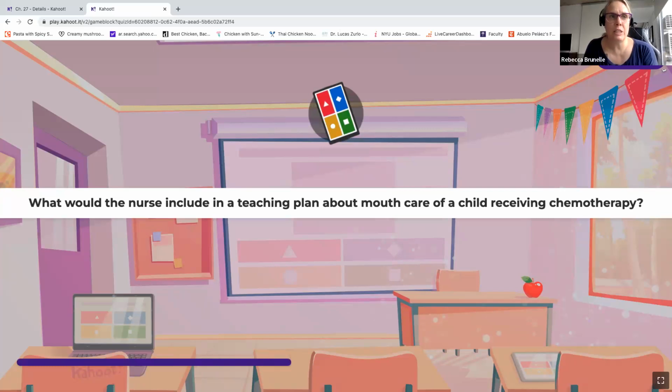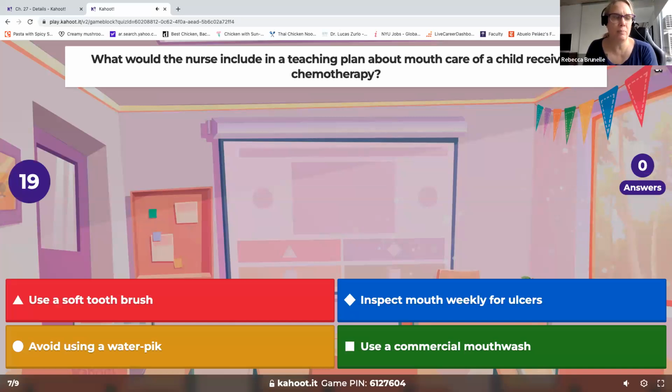What would the nurse include in a teaching plan about mouth care for a child receiving chemotherapy? Use a soft toothbrush, avoid using a water pick, inspect the mouth weekly for ulcers, or use a commercial mouthwash.